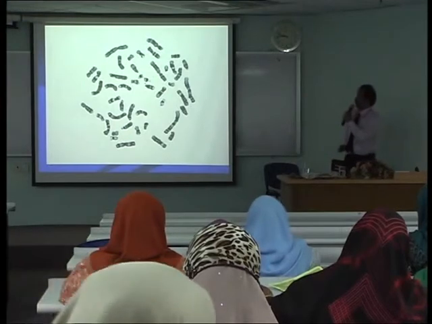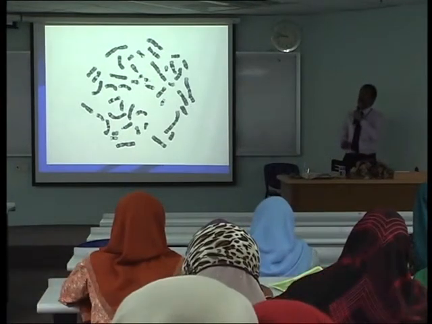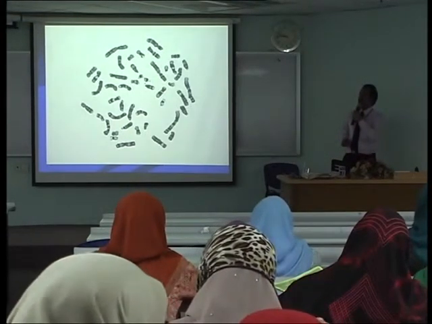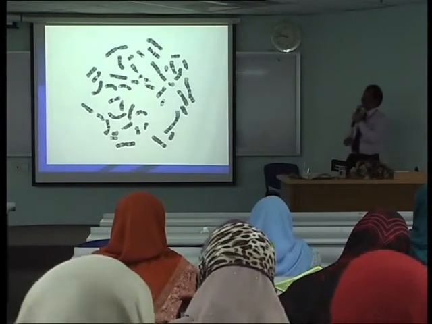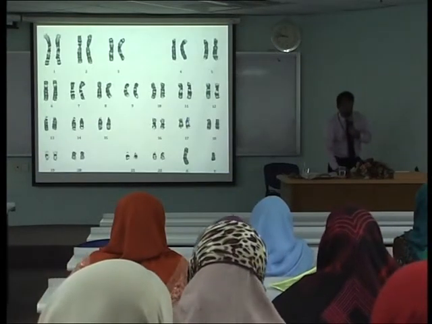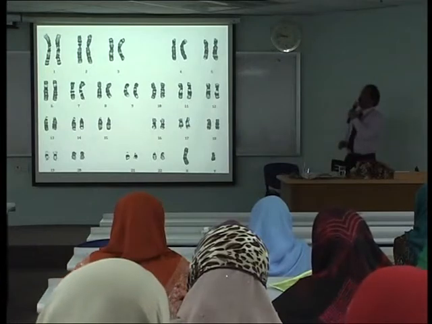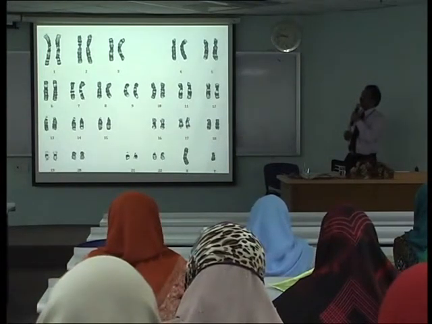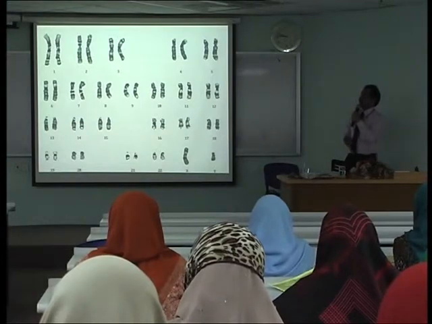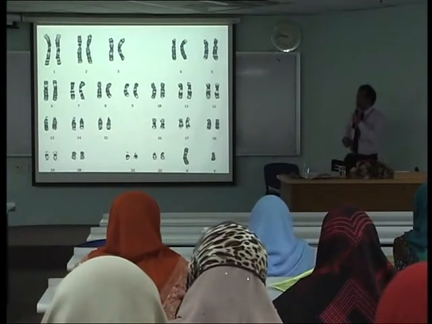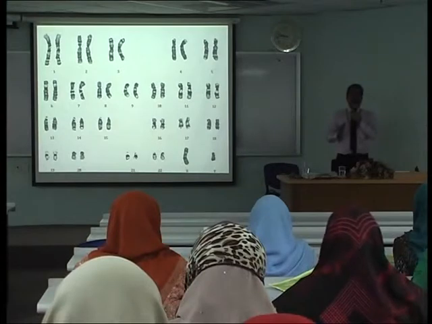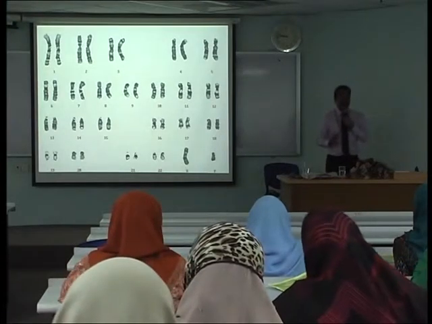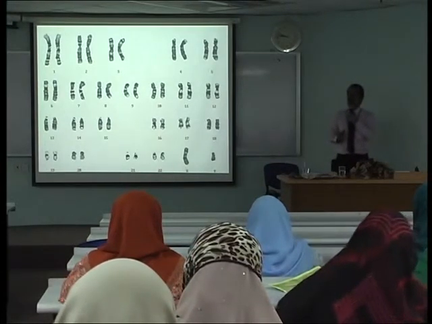This is a banded preparation. You can see that there are dark and light areas along the length of the chromosome that we call dark bands and light bands. Each of the homologous pairs of chromosome have a specific banding pattern. For example, chromosome 1 has one pattern, chromosome 2 has another pattern. So all the homologous pairs of chromosomes have a specific banding pattern by which we can identify the homologous pairs correctly.